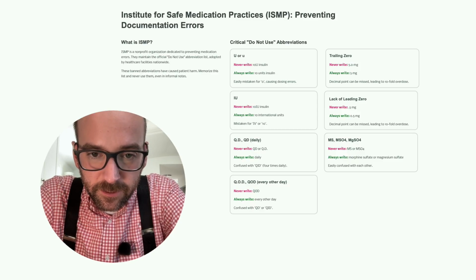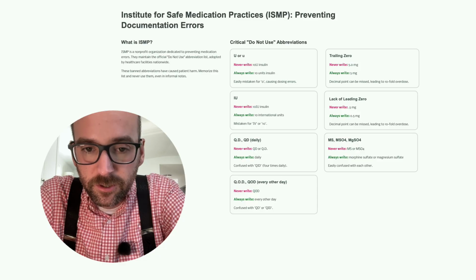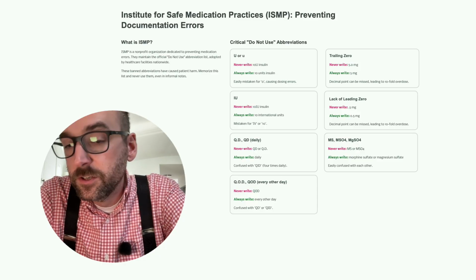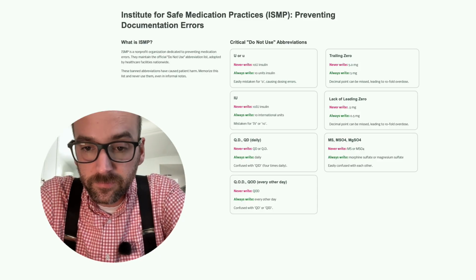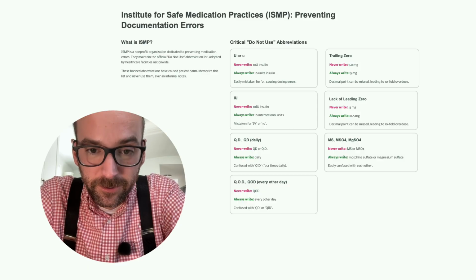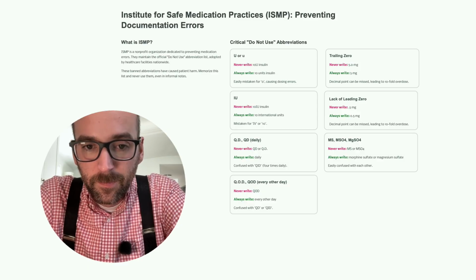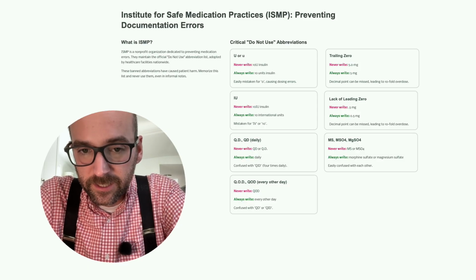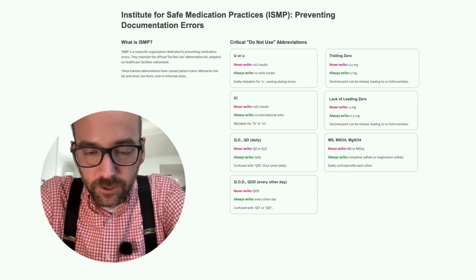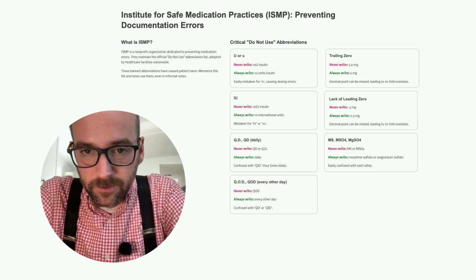QD can be confusing, so that should be short for every day. We just write out daily now. Get used to it. There's less confusion that way, because otherwise QD can look an awful lot like QID, and now instead of once a day, it's 4 times a day, and then you're going to overdose somebody. QOD is another one. You just write it out, every other day, so it doesn't get confused.